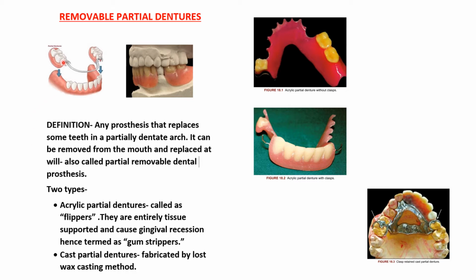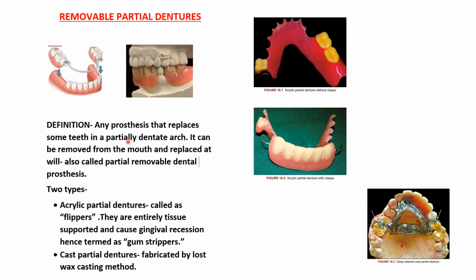So now you can see over here, this is your removable partial denture. These are the remaining natural teeth. Over here, the teeth are missing. So this is a removable partial denture. Over here, as you can see, this is the cast which is poured of the patient. These are the natural teeth which are present, and this is the removable partial denture.